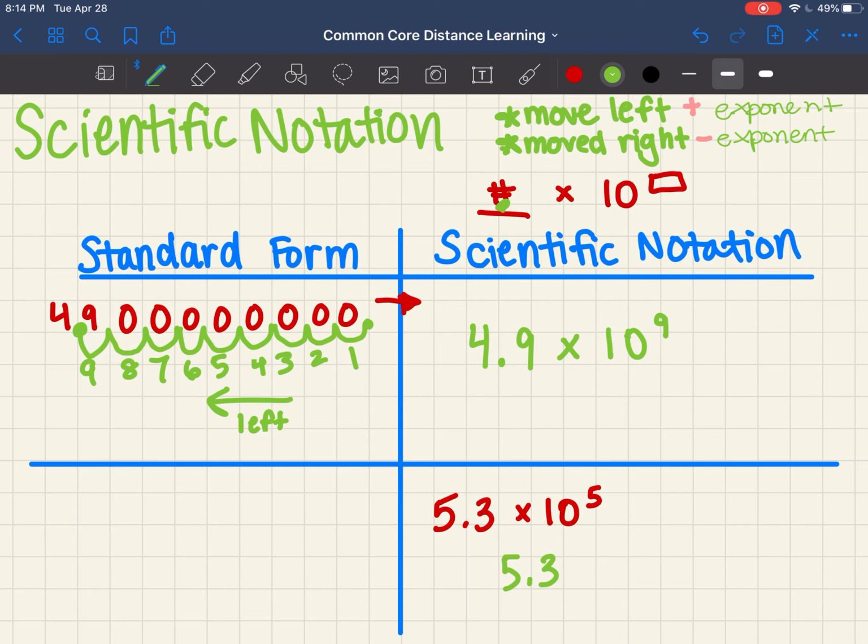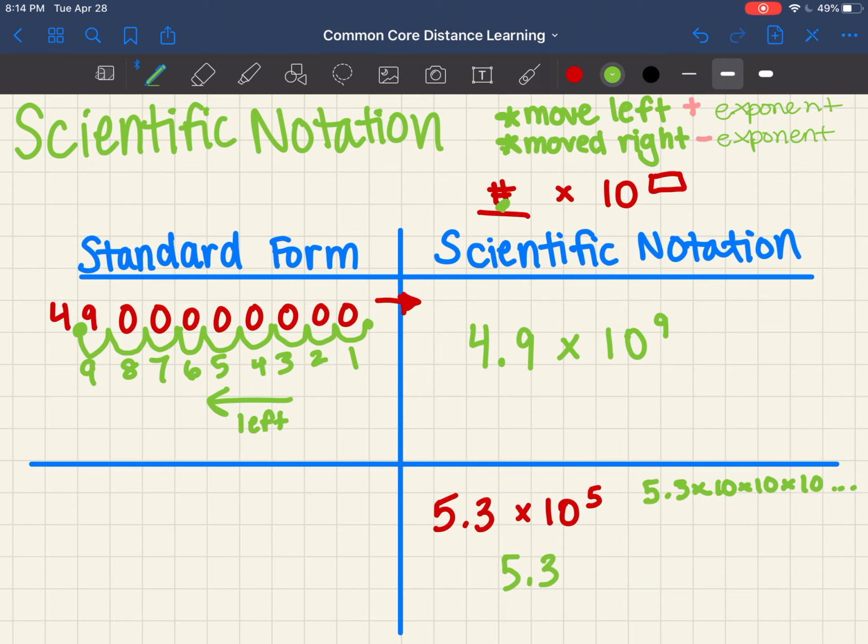So if I have 5.3 times 10 to the 5th power, that's like saying 5.3 times 10 times 10 times 10, 5 times. So is my number going to be getting bigger here or smaller? What do you think? Would my number be getting bigger or smaller? Right, I agree, it's getting bigger. If I'm multiplying by repeated tens, I'm going to be getting bigger.